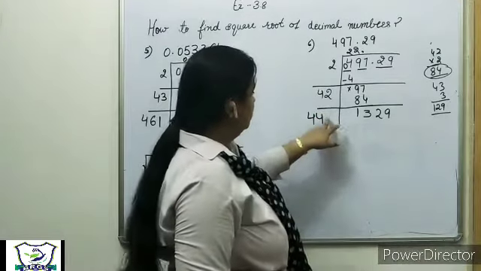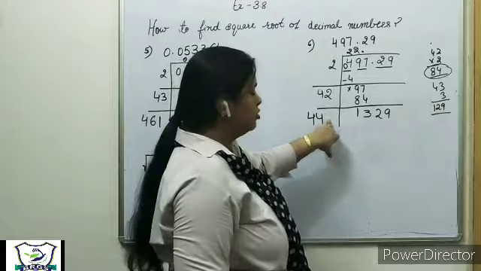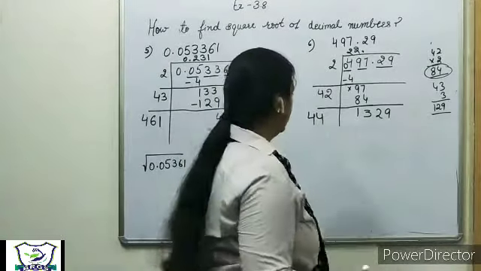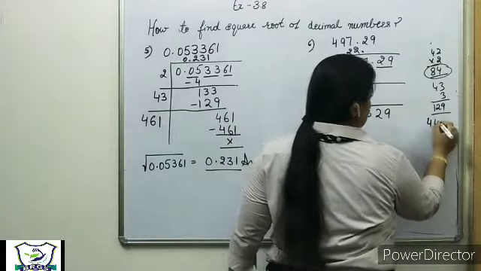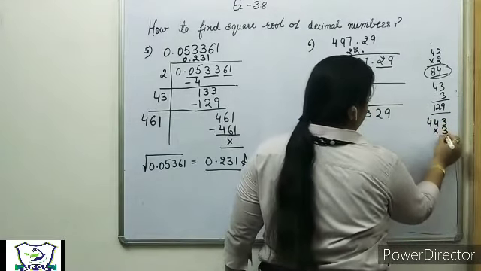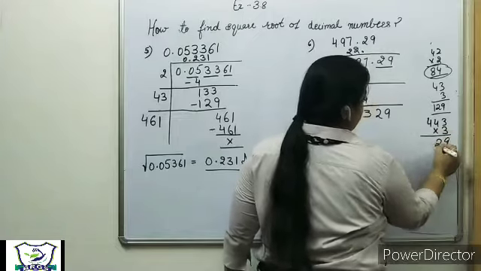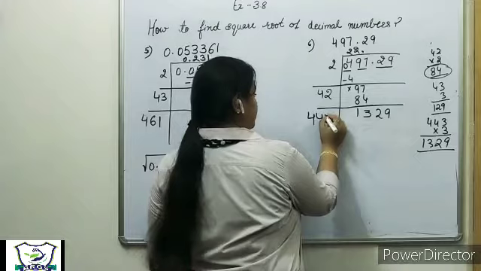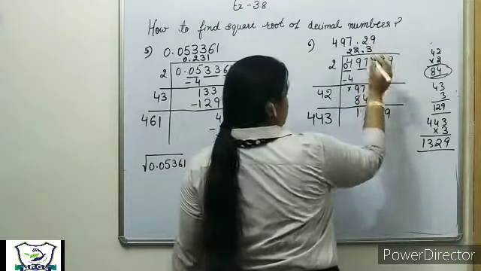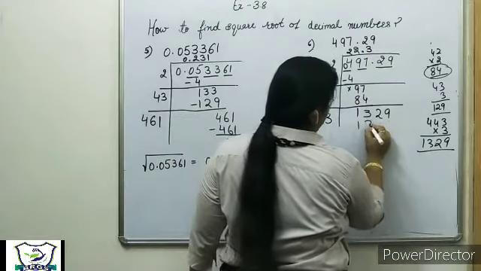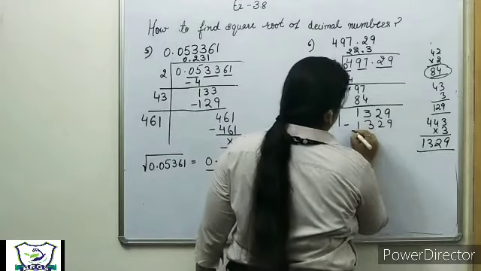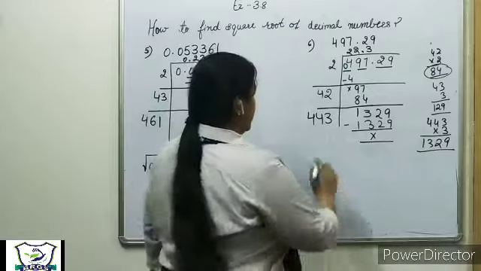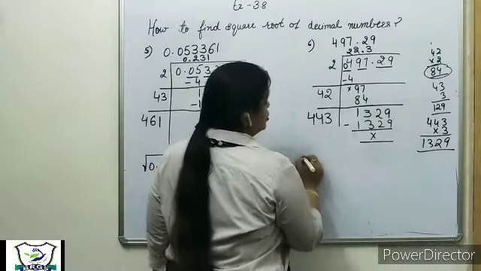Now we have to find one number to put here so that by multiplying we get either 1329 or any number lesser than that. Let's try. I think 3 will be the correct answer. 3 3s are 9, 3 4s are 12, 3 4s are 12, 1329. Yes, 3 is the correct digit to put here. 3 into 0.3. Now here it is 1329 and the remainder is 0. So this decimal number is a perfect square and it is the square of 22.3.